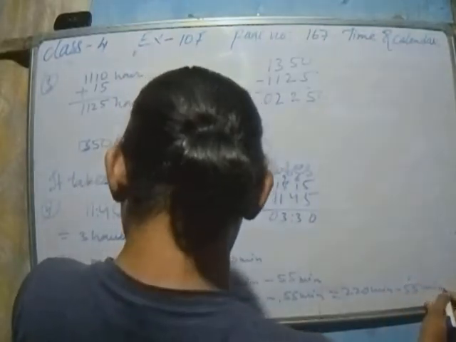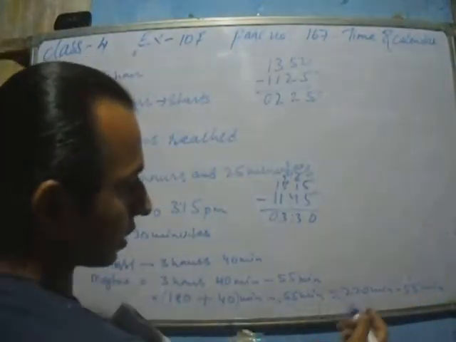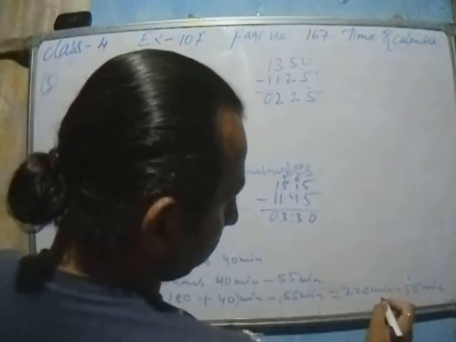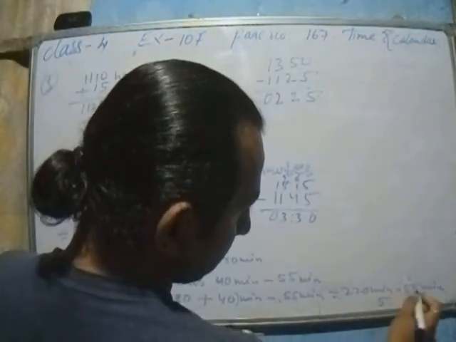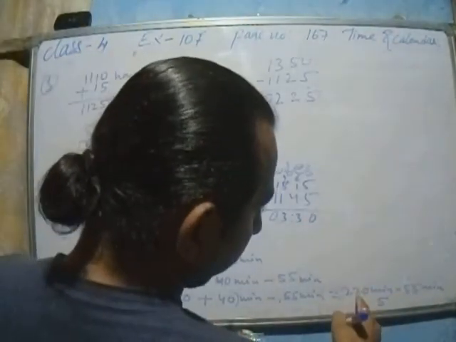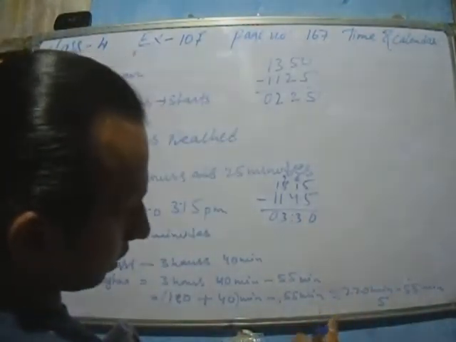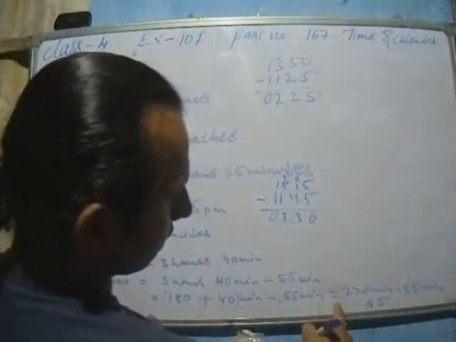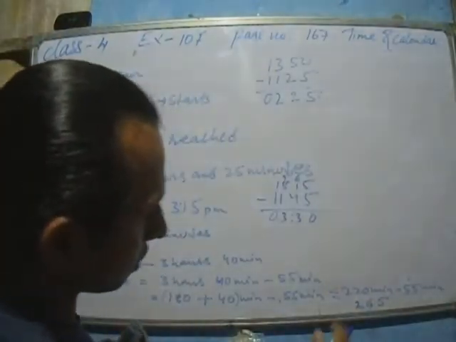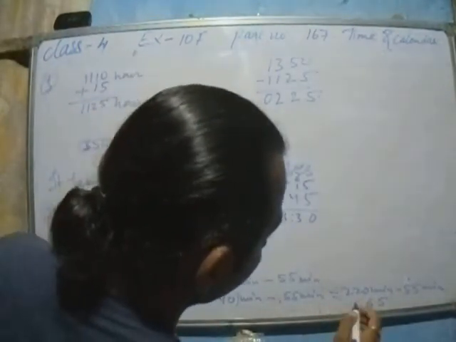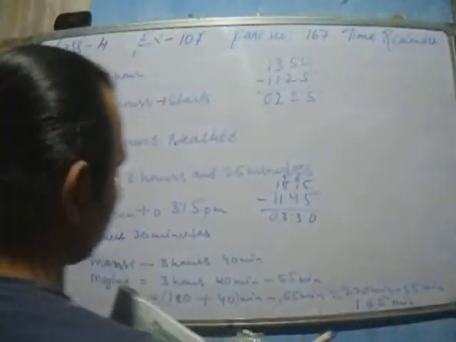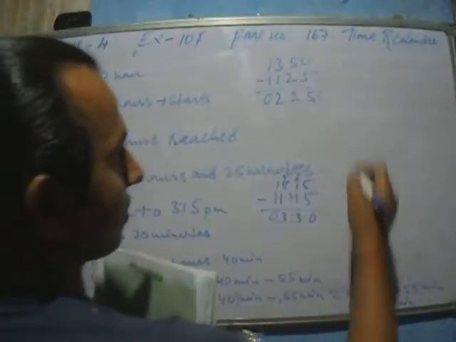Now we are going to subtract. So here 0 minus 5, so 10 minus 5, 5. Then here 11 minus 5, 6. Then here 1 left, okay? Sorry, 1 only. 1 hour and 65 minutes, okay? So when we convert, Meghna took 1 hour and 65 minutes.